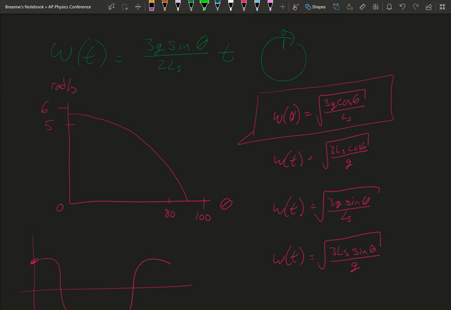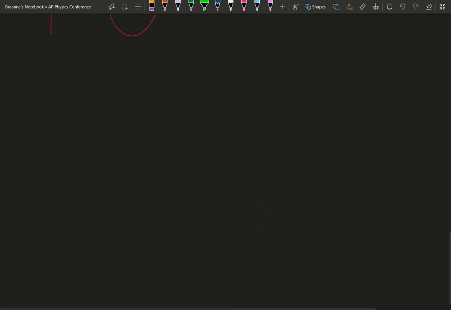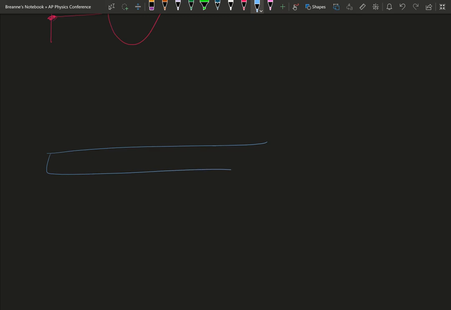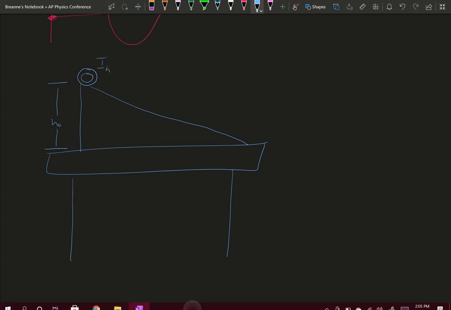Let's go to question 2. You have a table. It has a ramp. The height of the ramp is h naught. There's some type of wheel. And the height of the table is capital H naught. So there we go. It's kind of our figure 1.